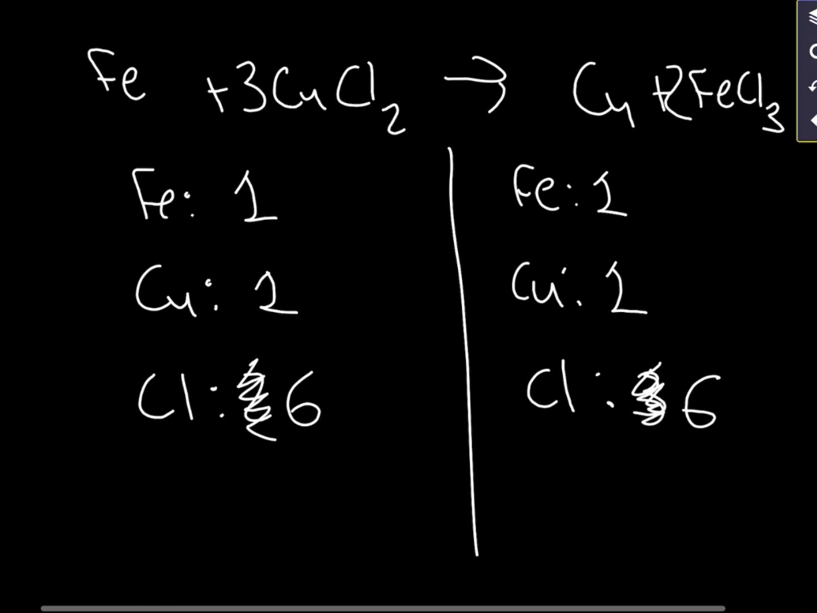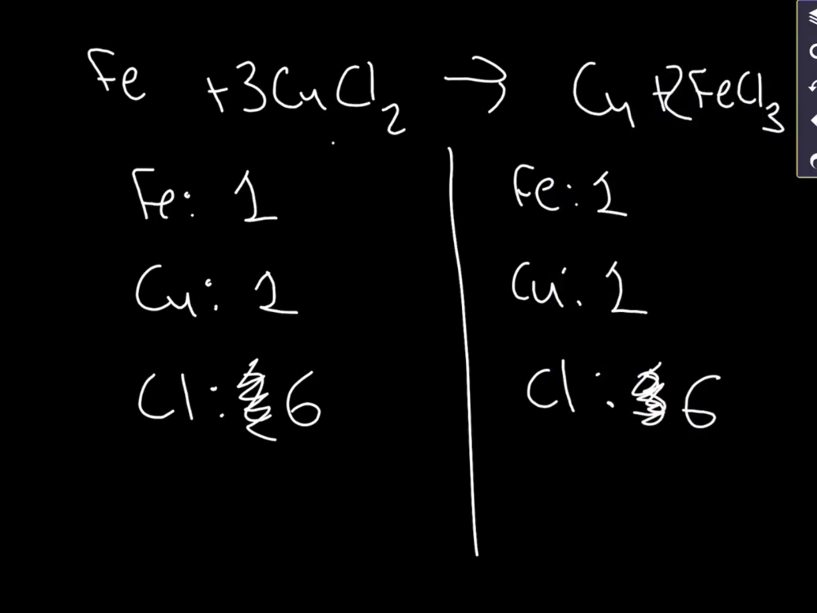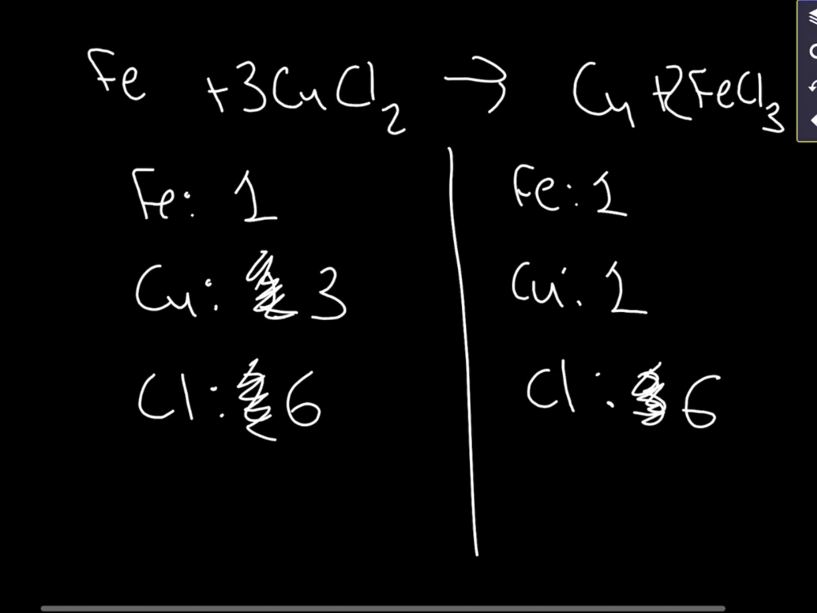But now, let's look at all the other changes we've done. 3 times this 1 right here, that's going to be 3. So we're going to have 3 Cu atoms. Now, 2 times 1, this invisible 1 once again, well, that's going to be 2.